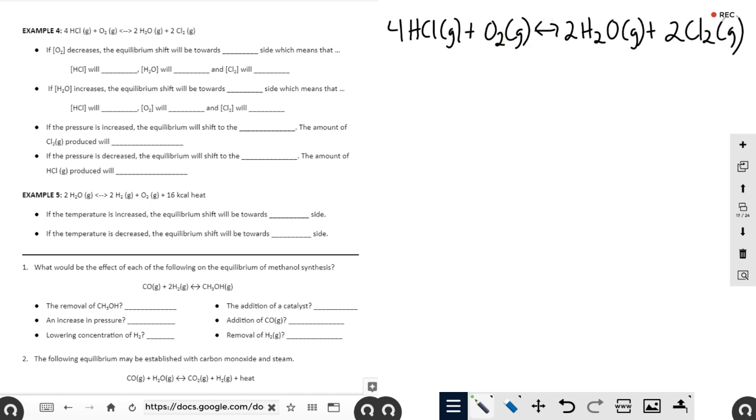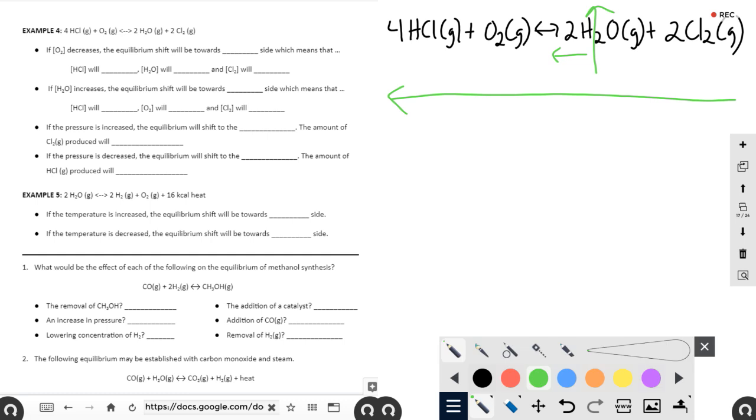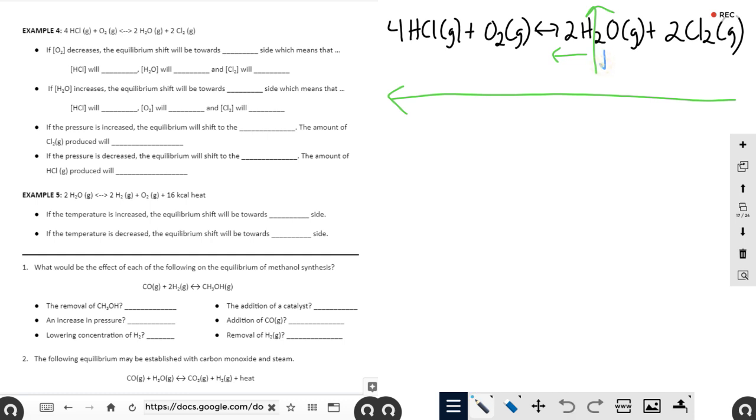If H2O increases, what's the problem? I have too much. What do I do? I need to get rid of it. In order to get rid of it, I need to use it up and shift toward the other side. Why? Because when I go this way, I start to use this up. This is on the same side, so it will get used up also. Here's my arrow, which means as I go this way, I will use this up, I will use this up, I will make more of this, and I will make more of this.